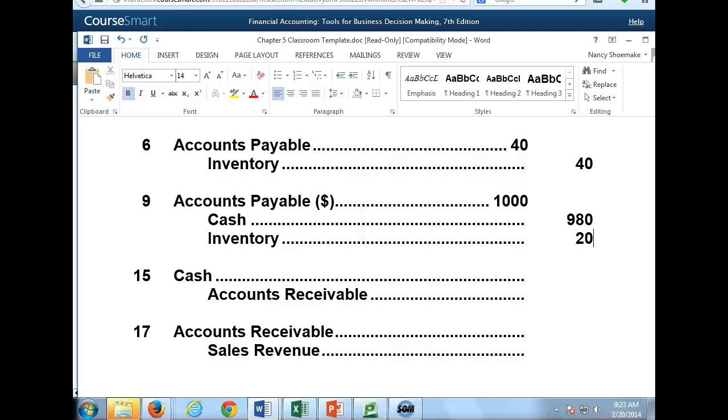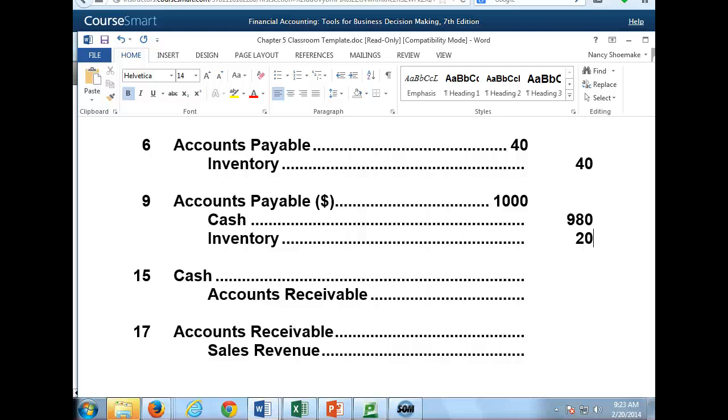$1,000. But if we take that 2% discount and pay the bill within 10 days, we get to reduce what we owe them by 2%. So we owe them $1,000. 2% of $1,000 is what? $20. Okay? So if we pay the bill, we're only paying $980, not that extra $20. So we have to reduce our inventory by $20 because we're getting it for cheaper. So our new balance in inventory is really only $980, isn't it? Does that make sense? Mm-hmm.